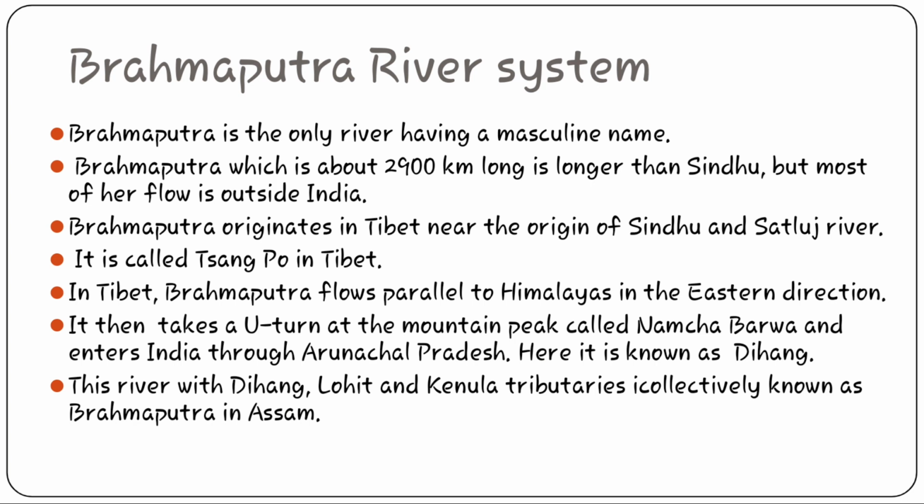River Brahmaputra is also called the sorrow of Assam. Why? Because it has frequent floods in Assam, which destroy much of Assam's resources. So, Brahmaputra is also known as the sorrow of Assam.